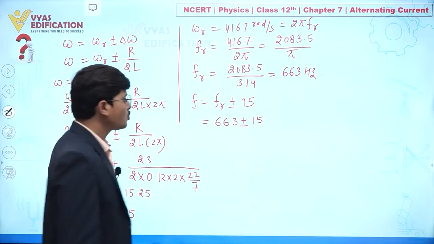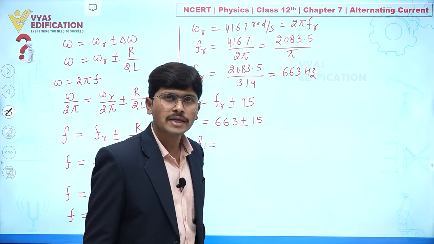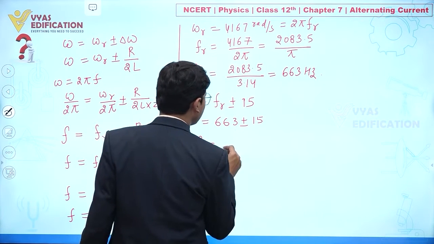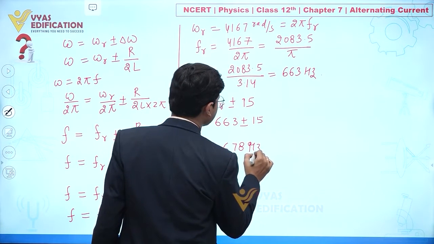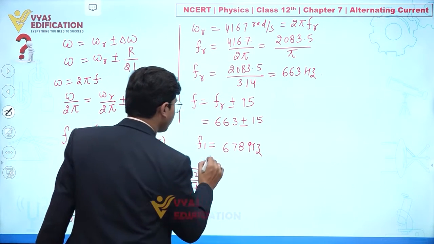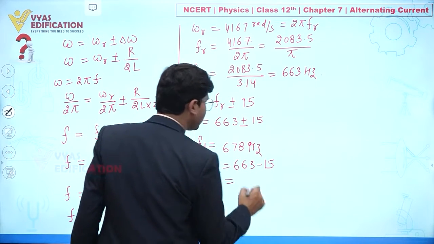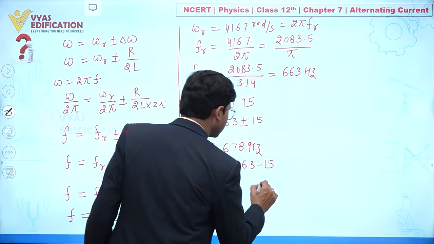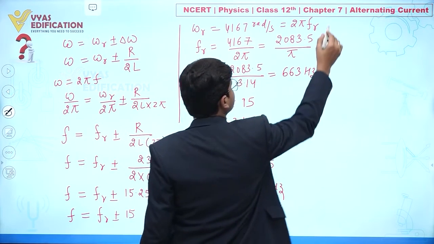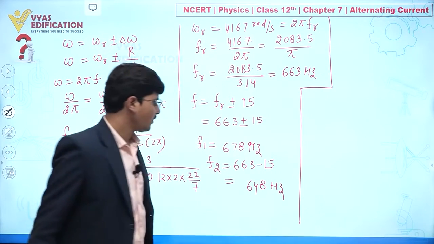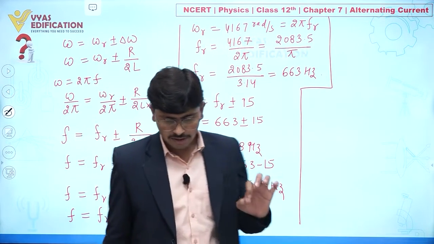So these are the two frequencies at which power is half of the maximum. It is given by 678 hertz, or we can also write it like this, 663 minus 15, so this is equal to 648 hertz. Clear everyone? So like this we can find the values of f1 and f2.